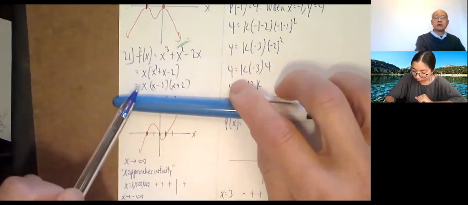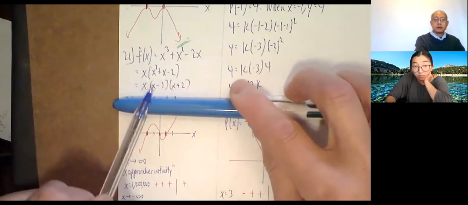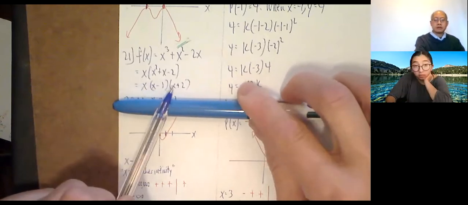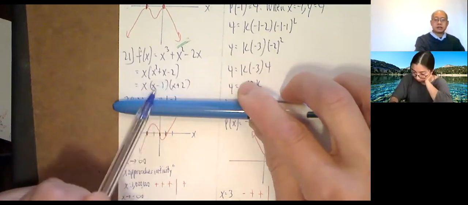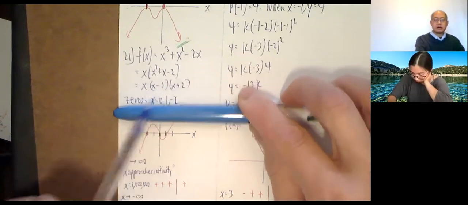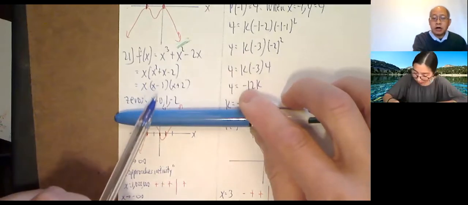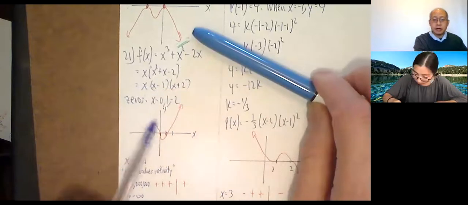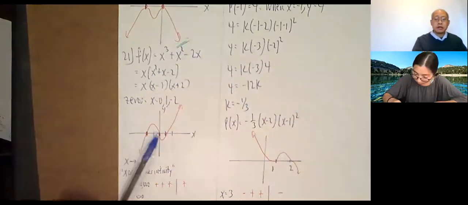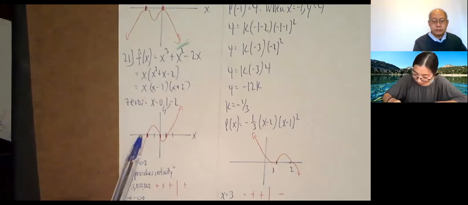So what are these zeros? The zeros are 0, 1, negative 2. You say, what makes this 0? 0. What makes this 0? 1. What makes this 0? Negative 2. Okay. All of multiplicity 1. So since it's all multiplicity 1, they're all going to cut across. You can see in the final answer, they all cut across. Okay, so I lay down 0, 1, and negative 2.